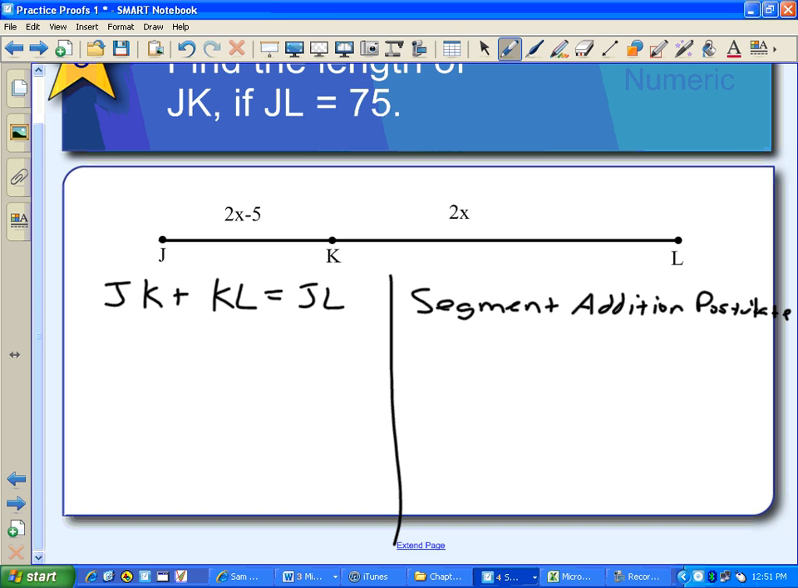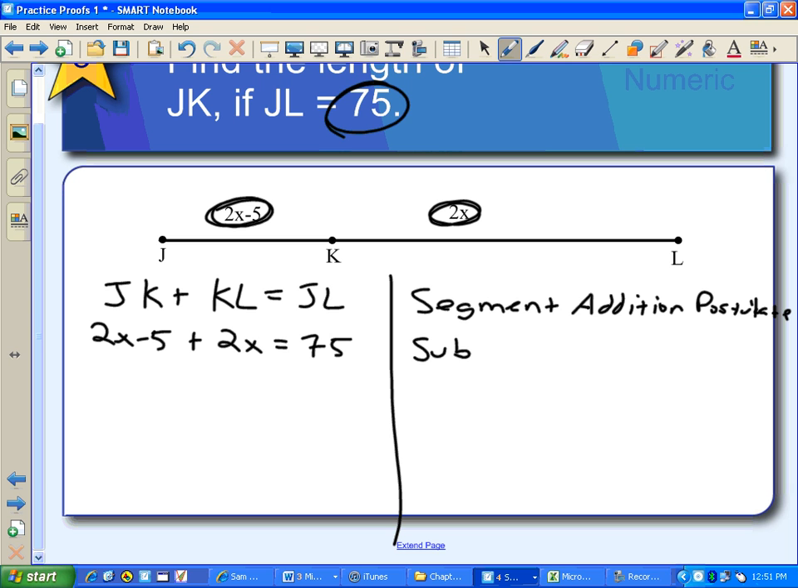Well, up here it says that JK is 2x minus 5, so I'm going to substitute that in place of JK. KL is 2x, so I'm going to substitute that in place of KL. JL is 75. I'm substituting measures in for symbols.